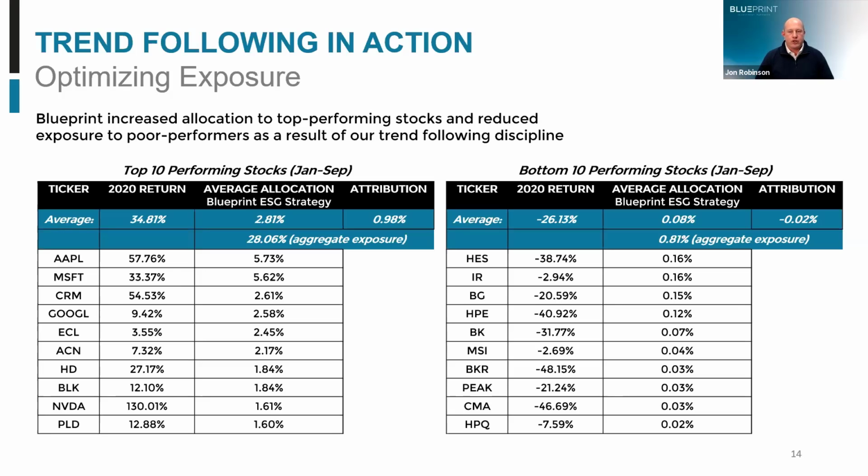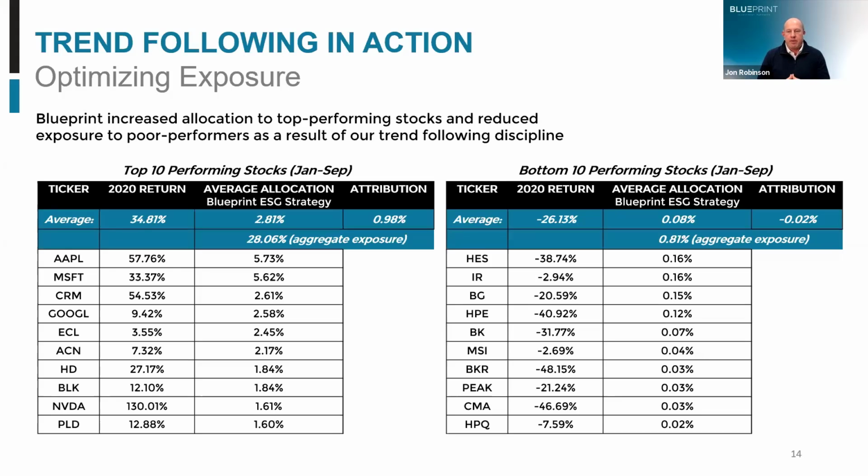And so you can see here two tables. On the left, you have the best 10 performing stocks through September in the index. And on the right, you have the bottom 10 performing stocks in the index through September. By and large, you can see that Blueprint's increased allocations to the top performing stocks and reduced exposure to the poor performers. And this is because of our trend following discipline. I mean, you can see on the left here, you've got Apple, Microsoft, Salesforce, Google, et cetera. They're on average up 35% through September. And if you look at the weighting, the average weighting to those is about 2.8% with about 28% aggregate exposure.